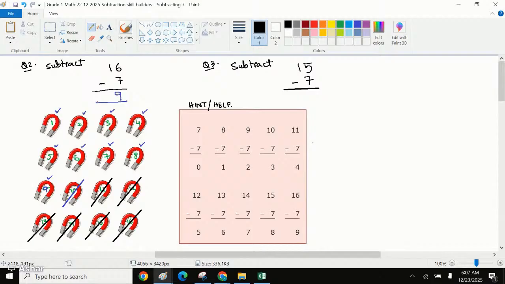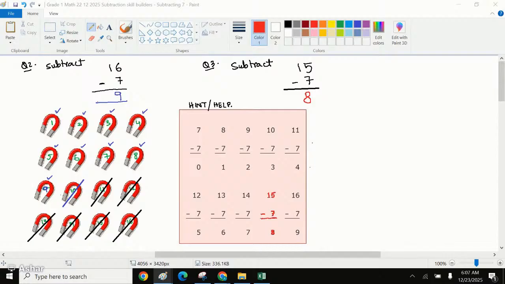Can we find 15 anywhere? Yes, we can find 15 over here. Minus 7 was equal to 8. So we know that 15 minus 7 is 8 is our answer. Let's try to confirm. Let's try to count. We will draw some shapes and then we will count.